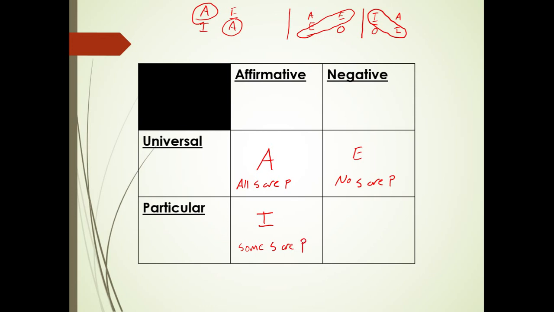And by process of elimination, we know that the O form's got to go on the bottom right, but I'll walk through an explanation as well. Your particular negative is your O form. Your particulars are your I and your O. Your negatives are your E and your O. And so there's your O form is a particular and a negative. Some S R naught P. So there's the four statements laid out in a grid.